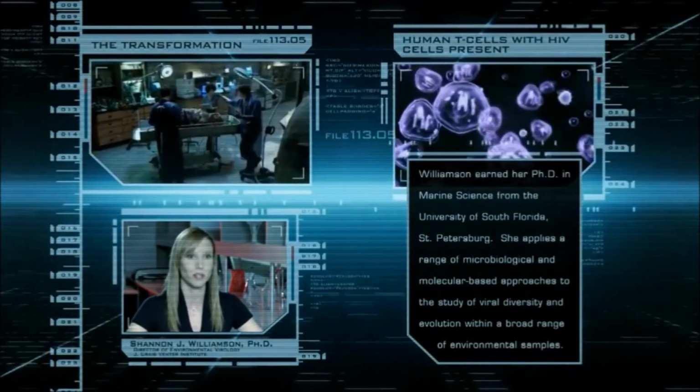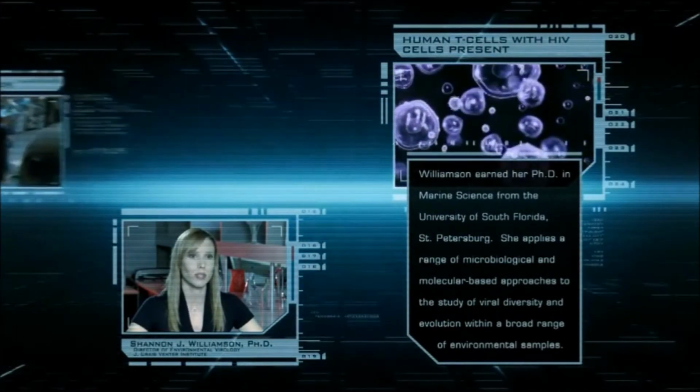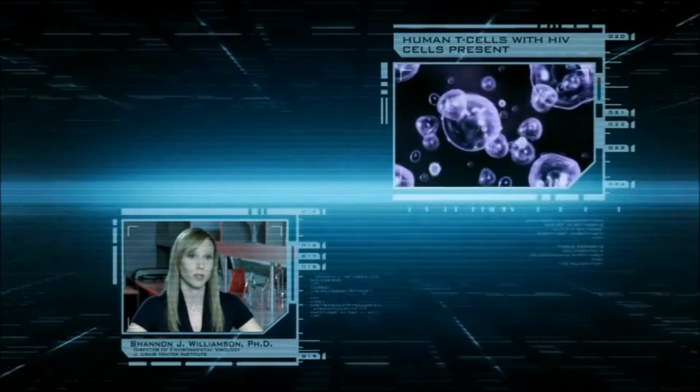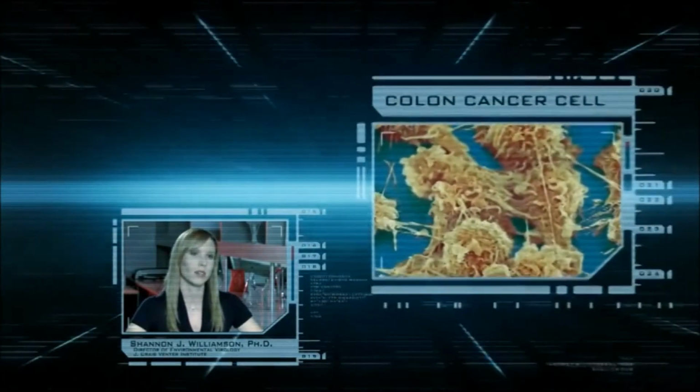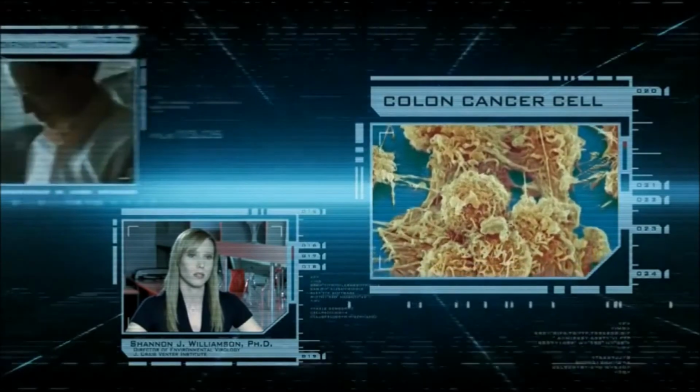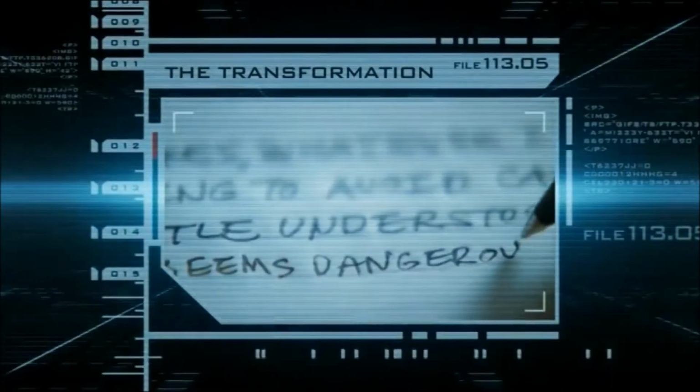There's a couple different well-known retroviruses. Probably the best known is HIV. There's also other types in that class, which are feline and murine leukemia viruses. And a lot of the viruses that are responsible for causing cancer are also retroviruses.